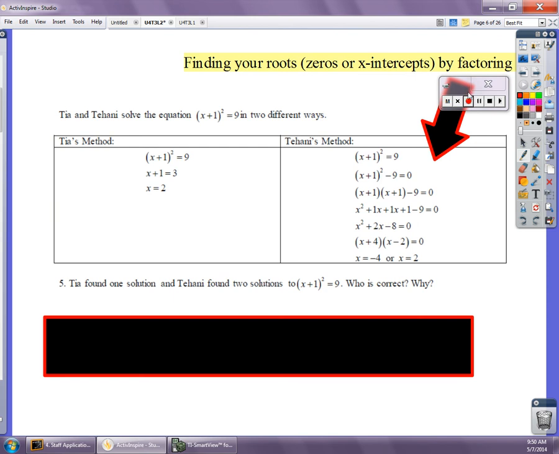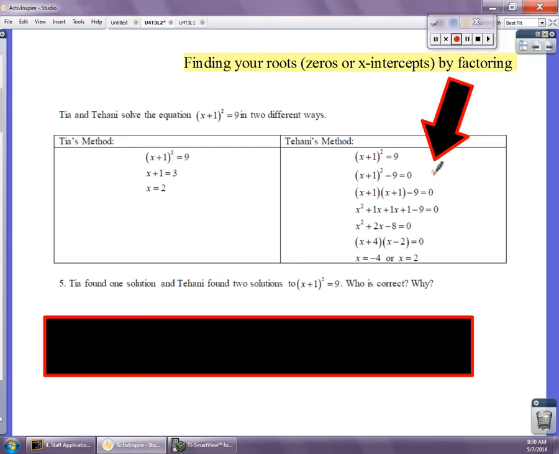So here, this must be page 8 or page 9 of your packet. Basically, there's two people, Tia and Tahani, and they solved (x + 1)² = 9 in two different ways. Tia did it this way, and Tahani did it this way. You can see that Tahani's method is kind of what we did yesterday.